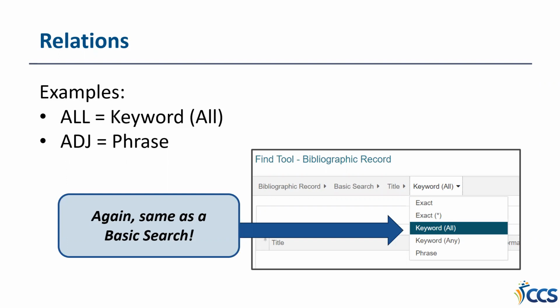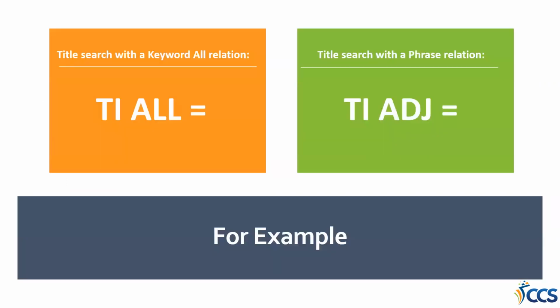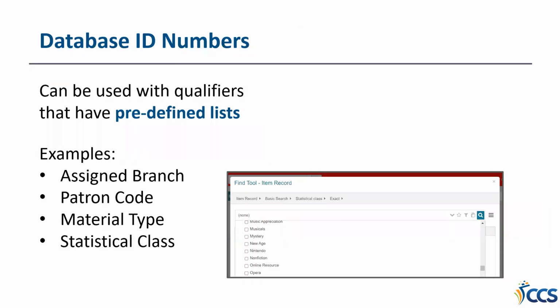And then here are some basic command examples combining the two. The command for a title search with a keyword all relation will look like TI all equals our search term. And a command for a title phrase search is going to look like TI for title, ADJ, equals our search term. Here, ADJ stands for adjacent. We're telling the find tool to look for our search terms adjacent to one another, which is what we're doing when we're searching for a phrase. Like I said, there's nothing that we have to memorize, because the find tool is going to do all this work for us.